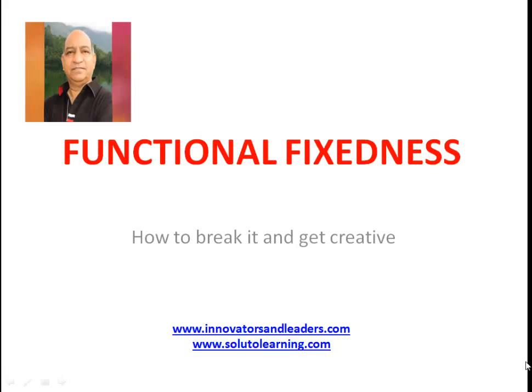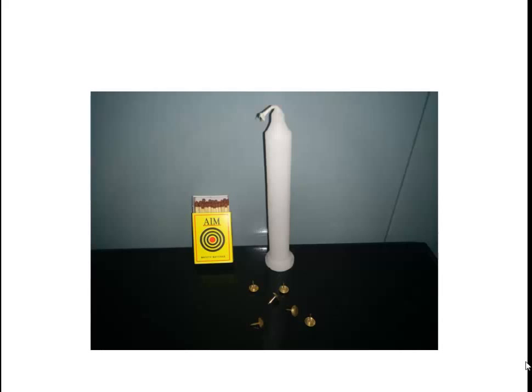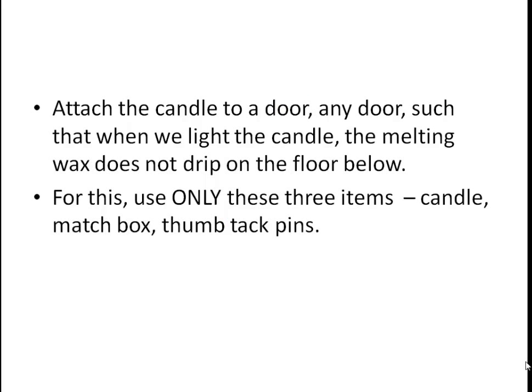Okay, let's help you become more creative through the route of breaking functional fixedness. You were given these items: a candle, a matchbox, and some thumbtack pins. And the task given to you was quite clear. Attach the candle to a door, any door, such that when we light the candle, the melting wax does not drip on the floor below. For this, use only these three items: the candle, the matchbox, and the thumbtack pins.